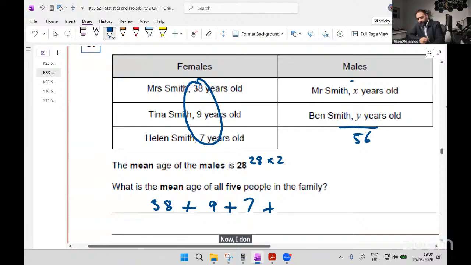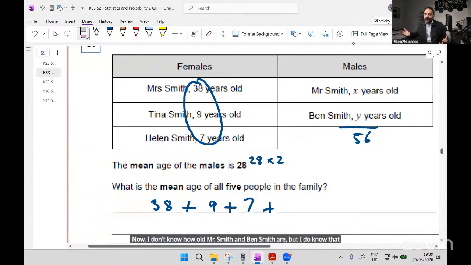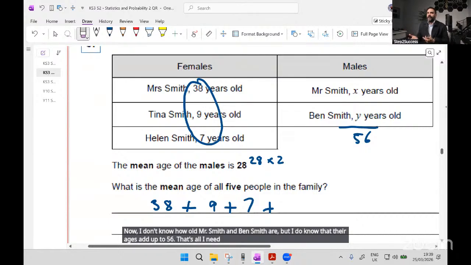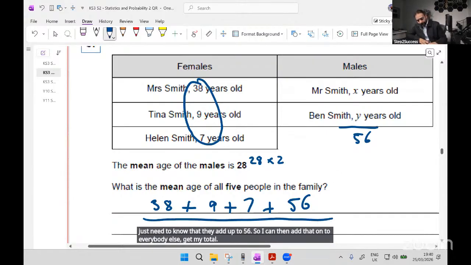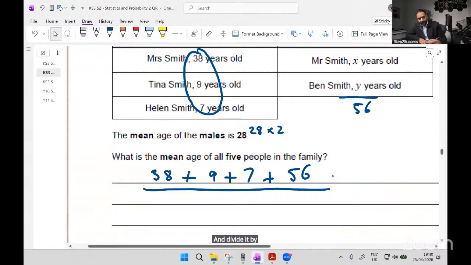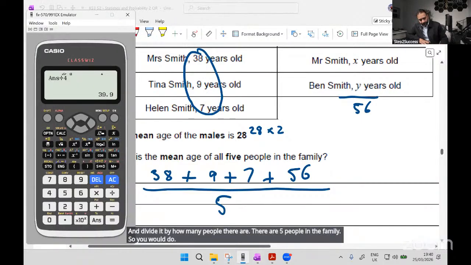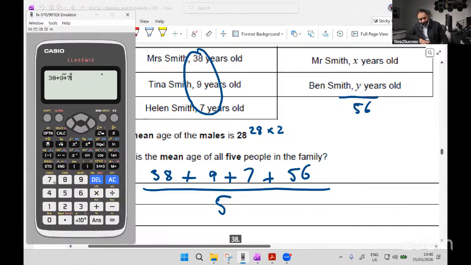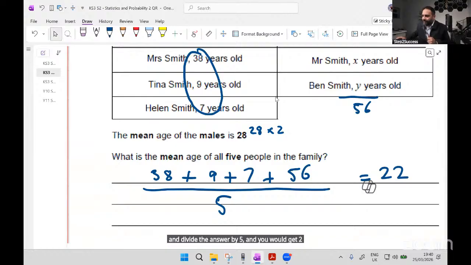Now, I don't know how old Mr. Smith and Ben Smith are, but I do know that their ages add up to 56. That's all I need. I don't need to know them individually. I just need to know that they add up to 56. So I can then add that on to everybody else, get my total, and divide it by how many people there are. There are 5 people in this family. So you would do 38, add 9, add 7, add Mr. Smith and Ben Smith, which add up to 56, and divide the answer by 5, and you would get 22 as your mean.